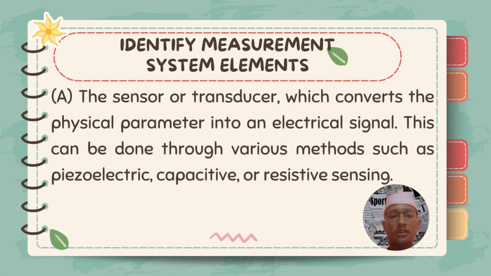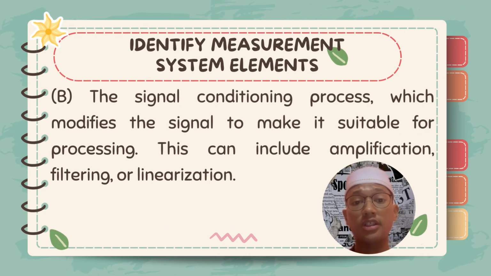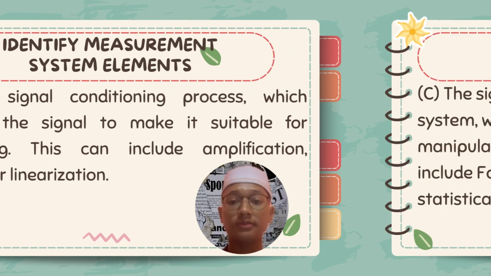For A, the sensor or transducer, which converts the physical parameter into an electrical signal. This can be done through various methods such as piezoelectric, capacitive, or resistive sensing. For B, the signal conditioning process, which modifies the signal to make it suitable for processing. This can include amplification, filtering, or linearization.